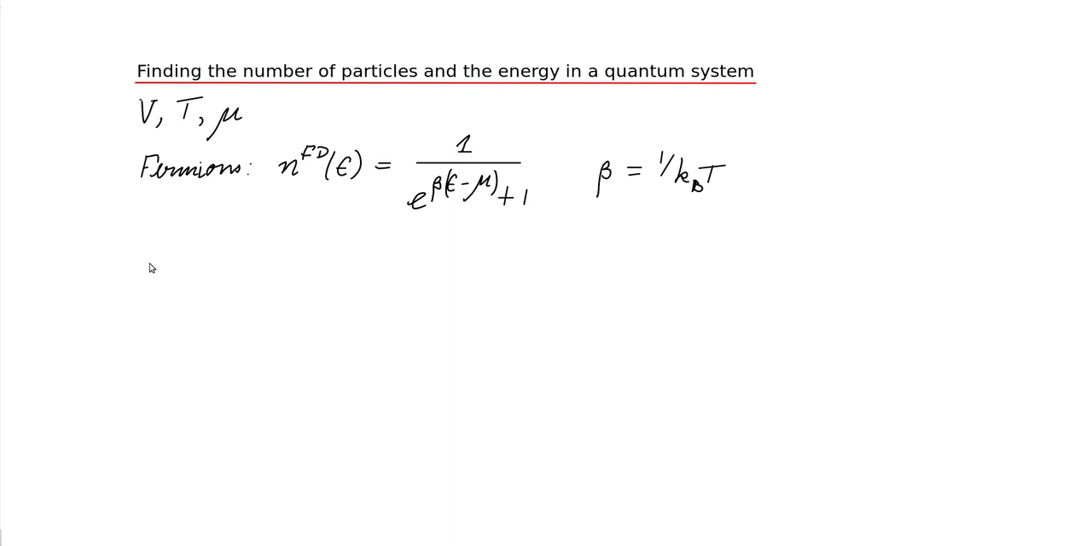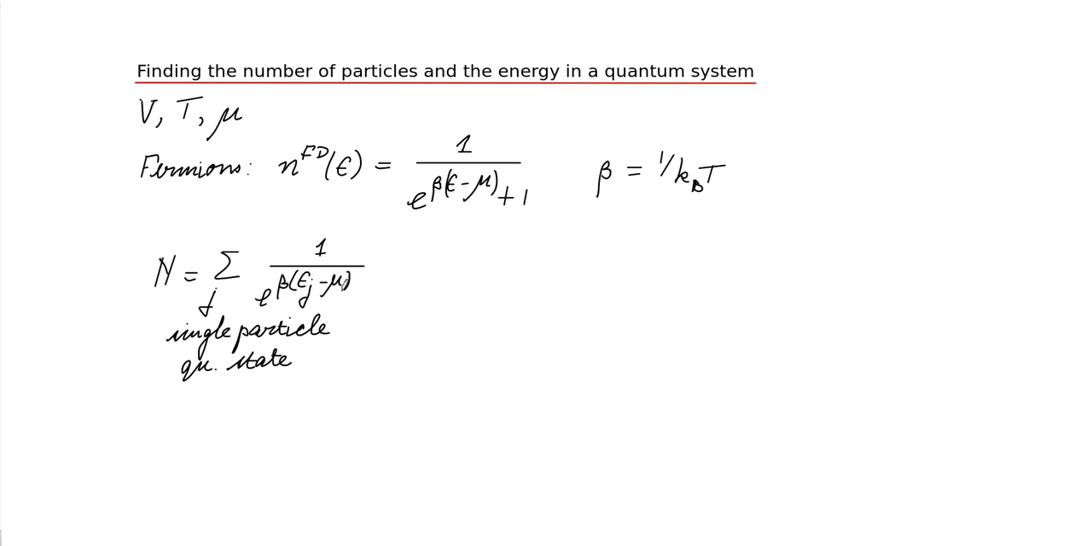To find, for example, the particle number, which we commonly denote as N, we sum over all the quantum states of single particles. So j is a single particle quantum state. We sum over all of those, and then we multiply by the probability that those states are occupied, which is nothing but the Fermi-Dirac distribution. So we have e to the power beta, and then the energy of state j, minus mu, plus 1. And so this gives us the number of particles.